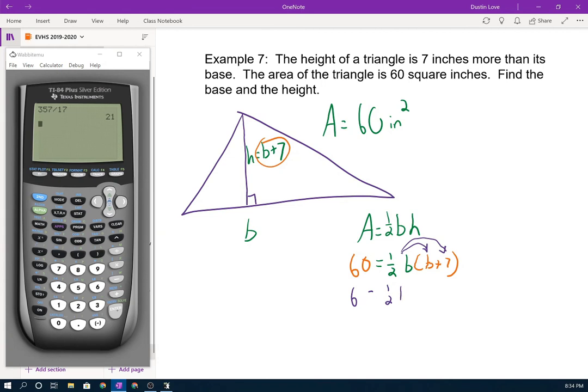Actually, you know what? I'm going to back up a second. I'm going to do this an easier way. I want to get rid of things. For example, I don't like seeing that 1/2 out there. The way I get rid of a 1/2 is by multiplying both sides by 2. What that's going to do for me, 2 times 60 is 120. And now this 2 times this 1/2 are going to go away. That leaves me with just b times b plus 7.